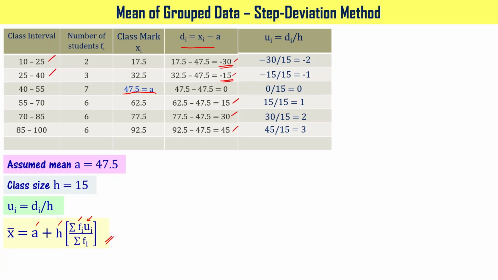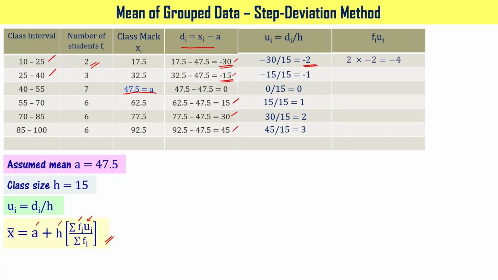Let's find the values of fi ui. Ui for the first class is minus 2. Fi is 2. Right? So their product is minus 4. For the next class, fi is 3 and ui is minus 1. So their product is minus 3. Similarly, if you calculate, for the next class, it is 7 times 0. For the next class, it is 6 times 1. For the next class, it is 6 times 2. And for the last class, it is 6 times 3. Right? Now let's take the sum of fi ui, that is sigma fi ui equal to 29.